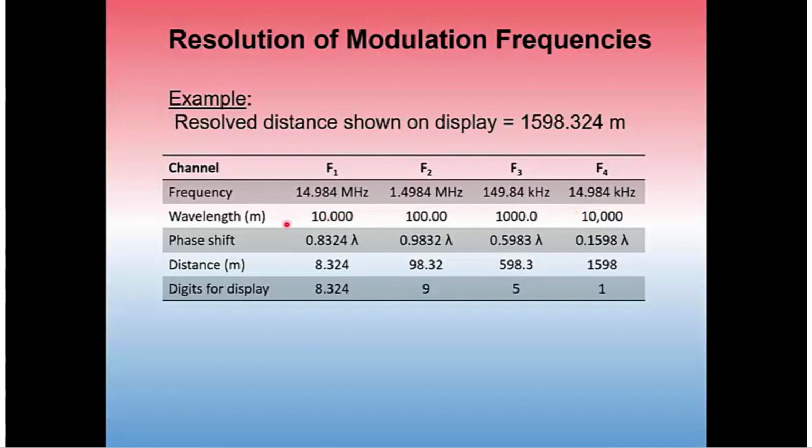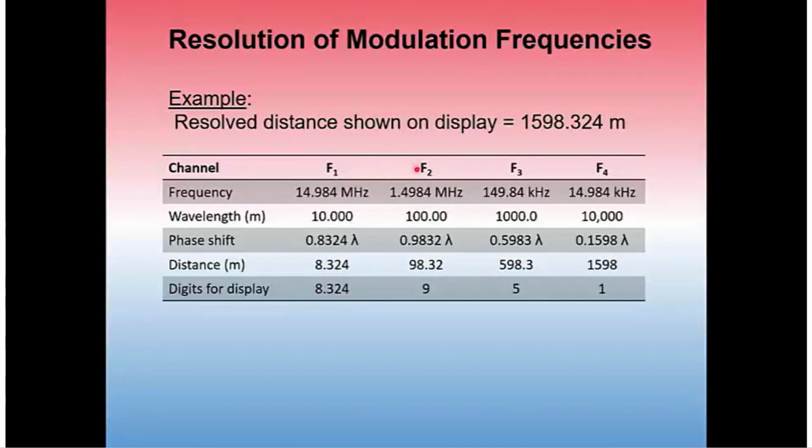When we go through the phase shift and read the phase shift in the first generated channel, each channel takes its turn. So the first channel generates a 10-meter wave and sends it out to the atmosphere, and it comes back. And what the instrument reads is that phase shift in the angle. We'll say the phase shift was 0.8324 lambda. Well, then the distance is nothing more than lambda times the wavelength, which is 8.324 meters. So the display will read 8.324 meters initially.